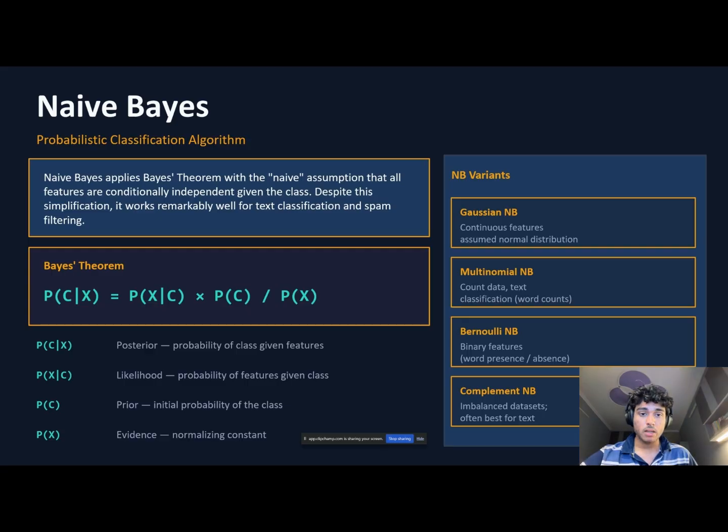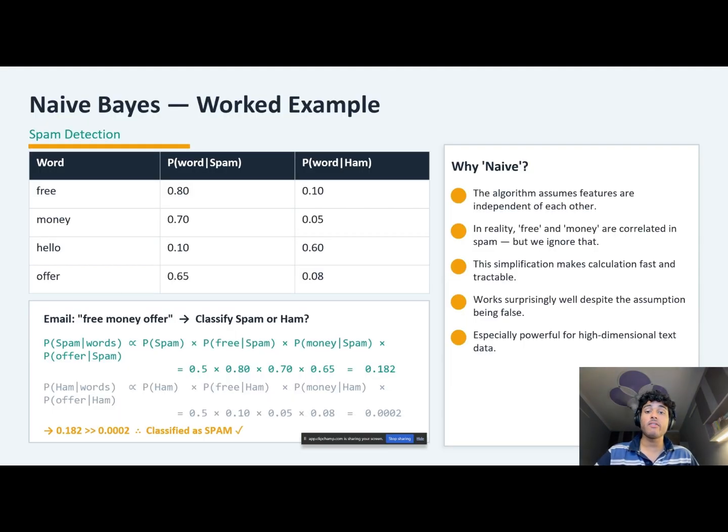Let's see an example. For example, in spam detection, we calculate probabilities of words appearing in spam or non-spam emails. We multiply these probabilities and compare results. The class with the higher probability is selected as a prediction. Why naive? The algorithm assumes features are independent of each other. In reality, free and money are correlated in spam, but we ignore that. This simplification makes calculations fast and tractable. Works surprisingly well despite the assumptions being false, especially powerful for high dimensional data.